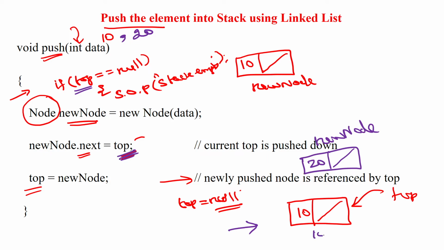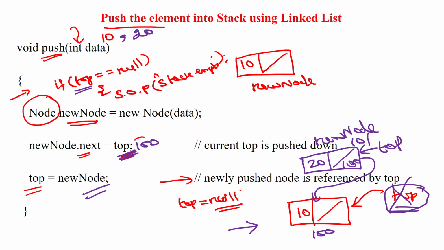For example, the top memory location is 100 and the new node may be 101. So 100 is assigned to new node dot next, which links it with the previous node. Then the top is updated to the new node, so the new node will become the top. This is the way to push the data into the stack by using the linked list.